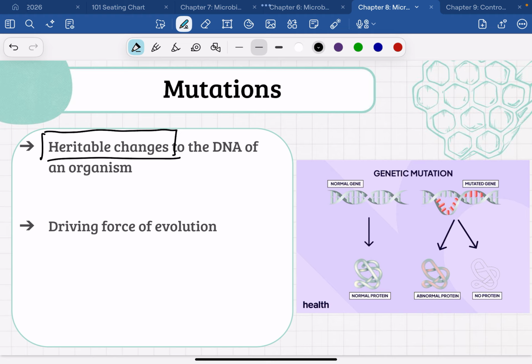Because when you hear mutation, you typically think of mutation meaning something bad. And it's not. A lot of times mutations are neutral. They don't mean anything. Nothing happens. A lot of times mutations are good, or they make some kind of change that isn't good or bad, but it causes something to change.